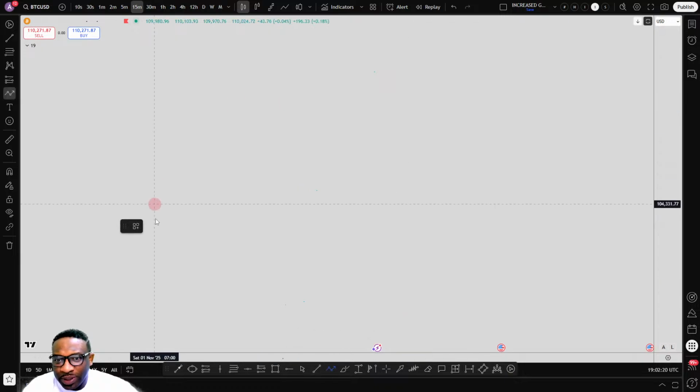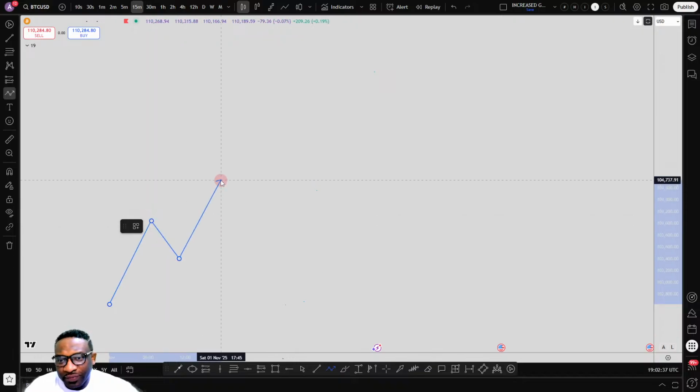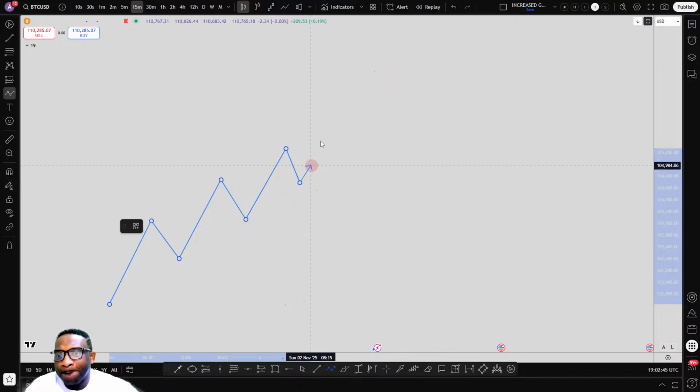Just as we do it, I'd like to put in some illustration of how we trade the markets. So we have this illustration first of all, then we'll look at the actual charts, then we continue from there.